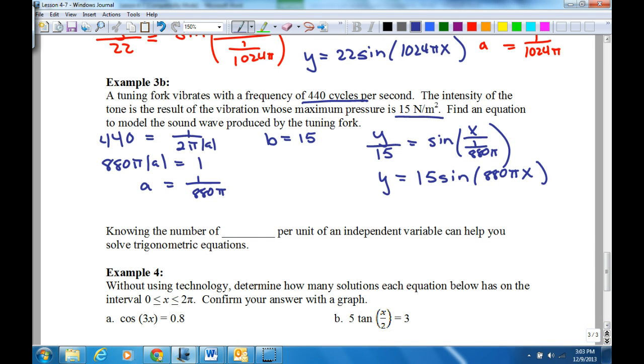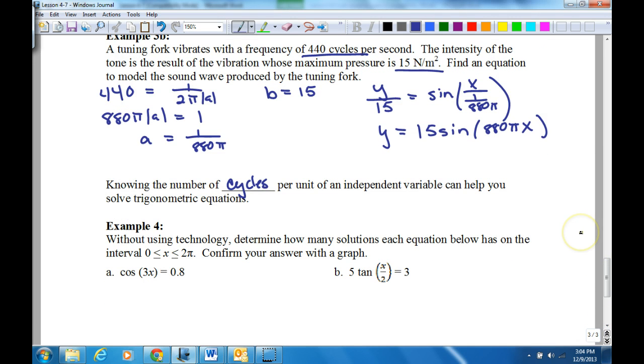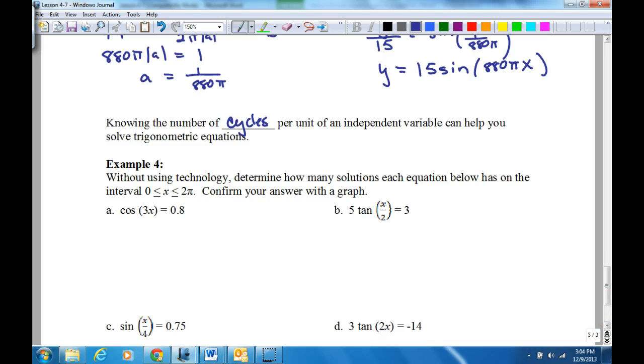All right. Knowing the number of cycles per unit of an independent variable can help you solve trigonometric equations. Without using technology, determine how many solutions each equation below has in the interval between 0 and 2 pi and confirm your answer with a graph. Okay? So, on this one, how do I find what my A is? What would be my A in this case? Yeah. A is 1 over 3 because you know it's the reciprocal of this number, right?